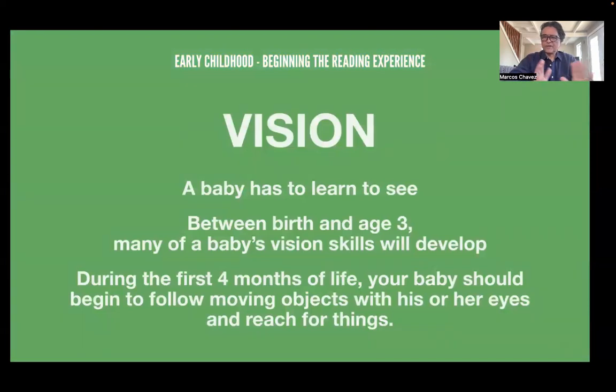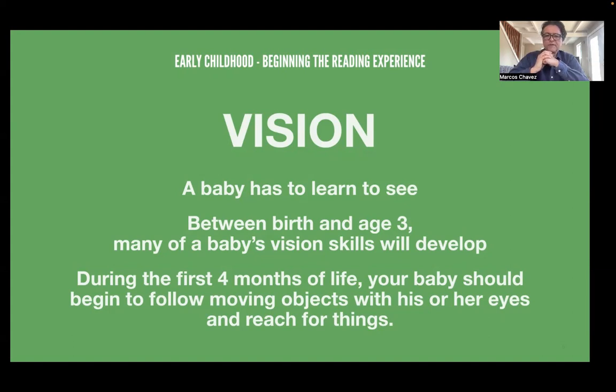And then when it comes to vision, we're just so used to seeing the world the way we see it. And if we don't think about it, we just think somebody comes out of the womb and they can see things and they understand the world. And it's not true. Learning or seeing, vision, is a skill, a skill that a baby has to learn. A baby needs to learn to see. So between birth and age 3, many of a baby's vision skills will develop. And the way they develop is through exercise, by bringing challenges or giving things that help them practice seeing or even understand what they're seeing.